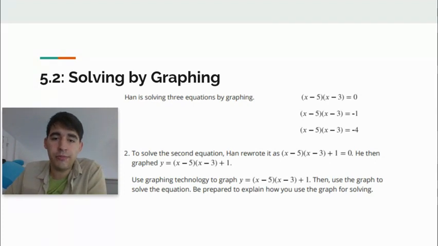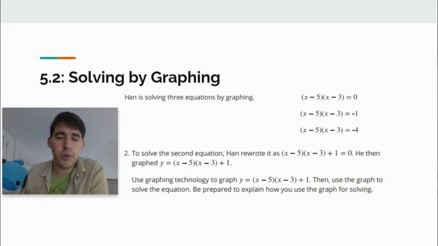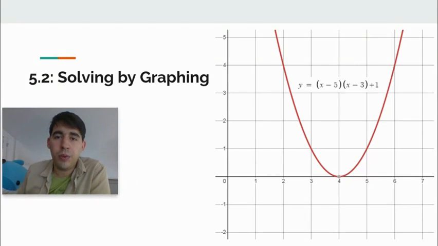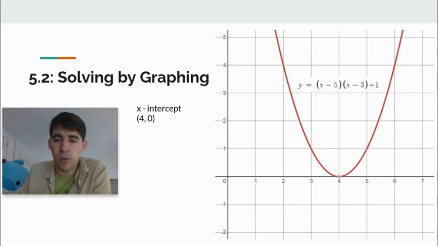For the second equation, he had to rearrange the equation first. So he took the minus 1 that was on the right and he added 1 to both sides to get x minus 5 times x minus 3 plus 1 equals 0. He then graphed this equation. So let's see what that looks like. Once again, if we look for the x-intercepts of the graph, we actually only have 1. It's at 4, 0. So this equation only has one solution that will make it equal to 0. And that's when x equals 4.